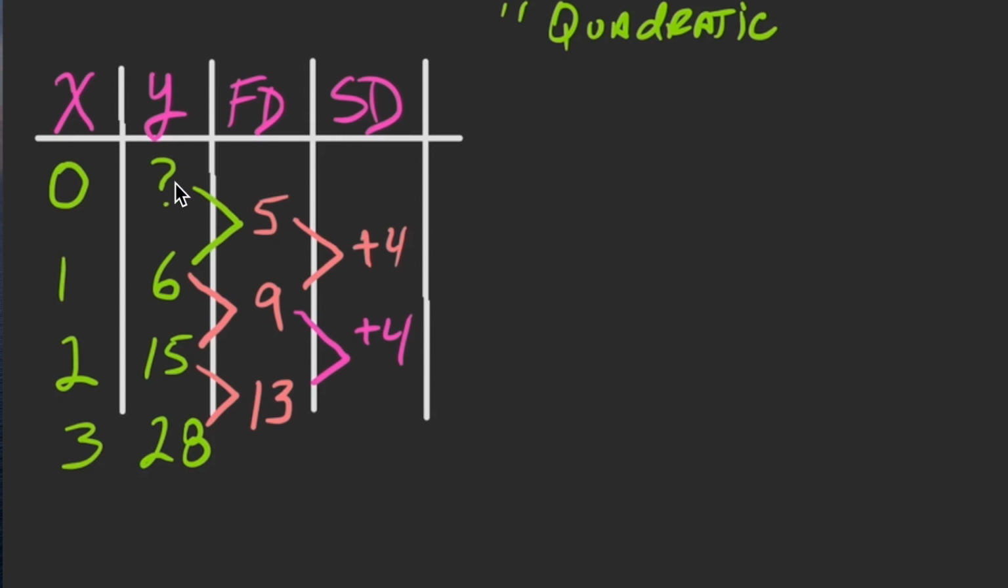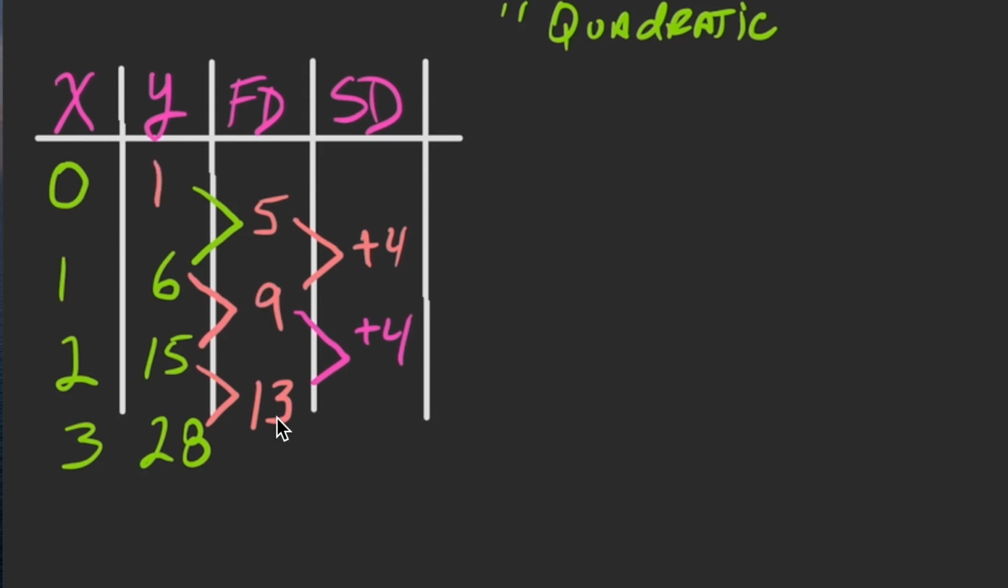5 is the first difference between the question mark and 6. So we're going to say 6 minus question mark equals 5. Question mark has to be equal to 1. Now, why is this helpful? Because this is now our C value.